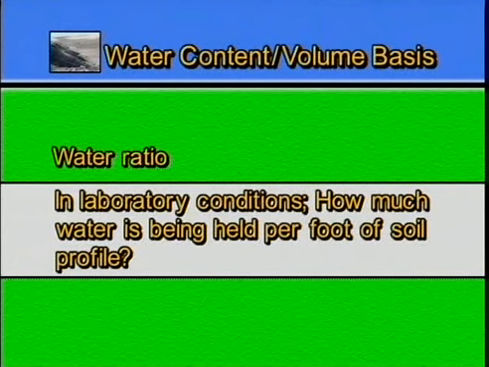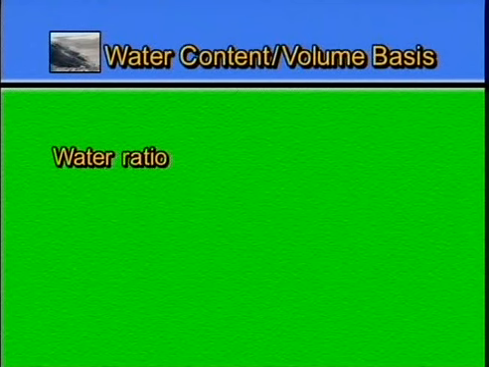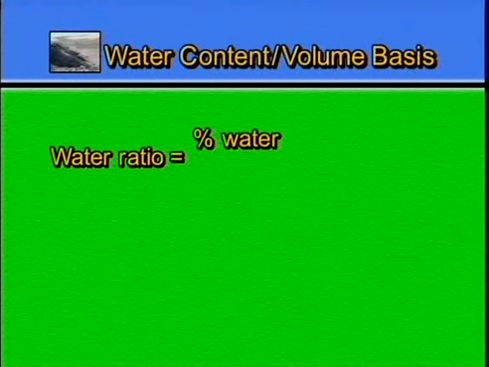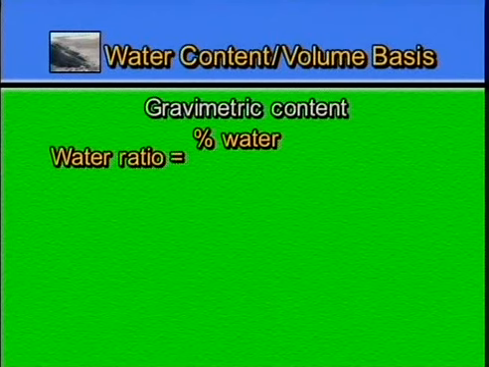So the water ratio is determined by calculating first the percent of water. That is the gravimetric water content that we've just learned how to calculate. So we're going to take a soil sample, measure the wet weight minus the dry weight over the dry weight to get this percentage of water. We will not take that percentage and convert it to a decimal, but we'll leave it as a whole number percentage.